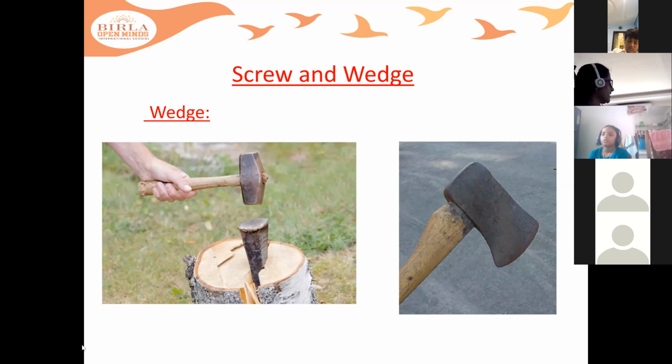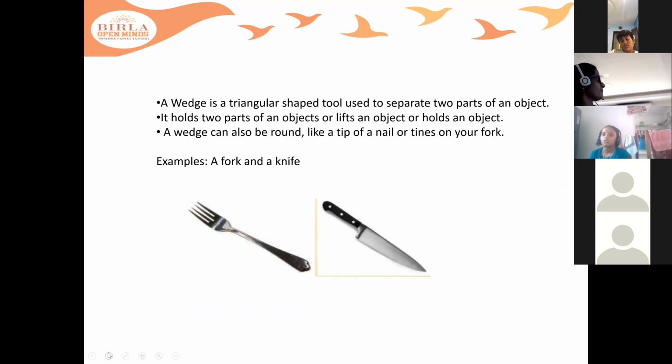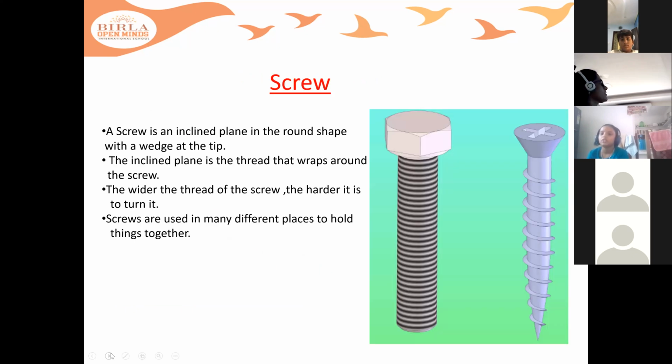So, let us have a look at the screw. Here you can see a fork, a knife. These are the examples of wedge. So now talking about a screw. We all have seen a screw. A screw is an inclined plane in the round shape. It's round in shape.